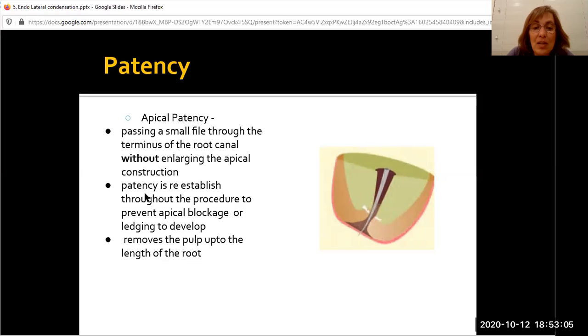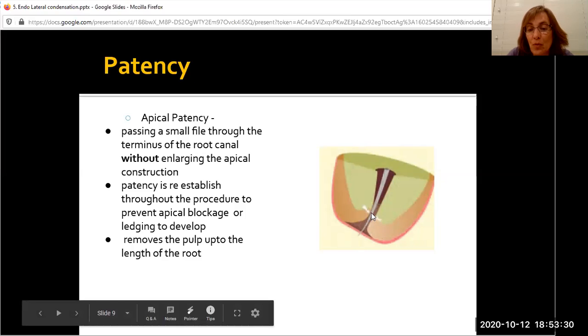Patency is reestablished throughout the procedure as the files get larger. There's irrigation, and then a number 6 or a number 8, whatever file you use to begin with, is pushed through this constriction in order to ensure that there is no blockage. Obviously, we remove the portion of the pulp here, if there is any remaining.